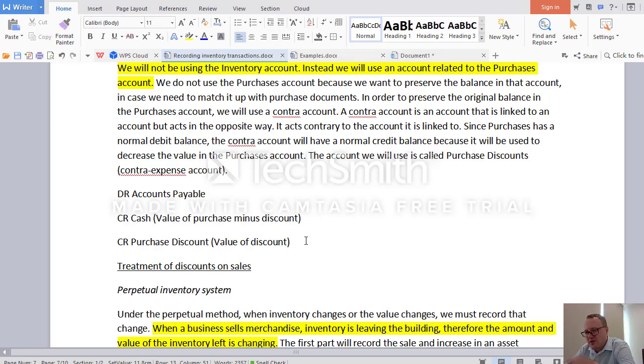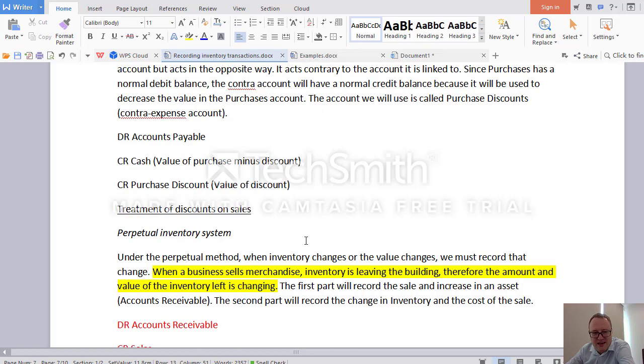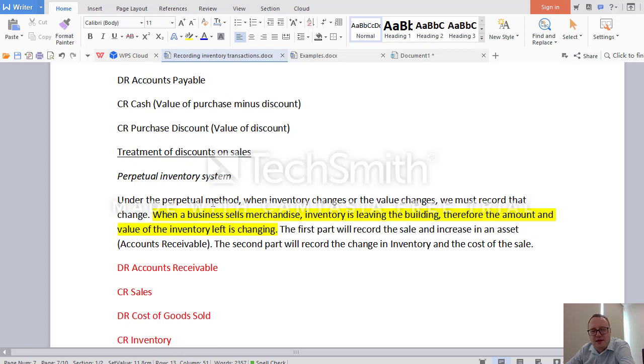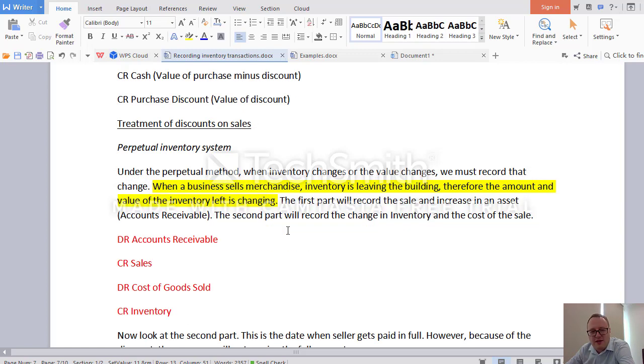Now let's look at the perspective of the seller. In perpetual inventory system, inventory will be changed. We must record it. So when a business sells merchandise, inventory is leaving the building, and therefore the amount and the value of inventory is changing. So let's look at the first part. The first part is what we already saw. It's the sale of inventories. So you credit sales, debit cash or accounts receivable, and then update your inventory account, find the COGS.